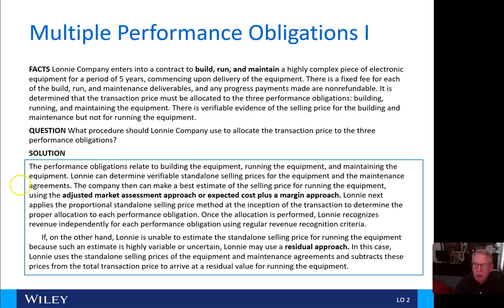However, if on the other hand, Lonnie is unable to estimate the standalone selling price for running the equipment because such an estimate is highly variable or uncertain, Lonnie may use the residual approach. In this case, Lonnie uses the standalone selling price of the equipment and maintenance agreements and subtracts these prices from the total transaction price to arrive at a residual value for running the equipment.